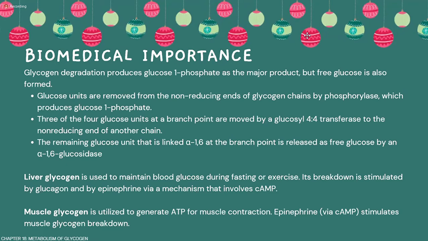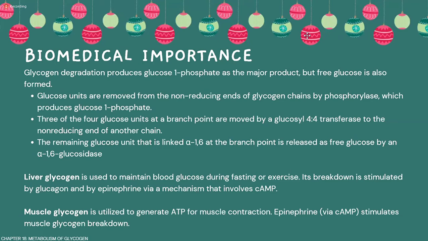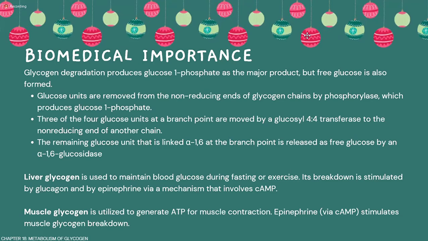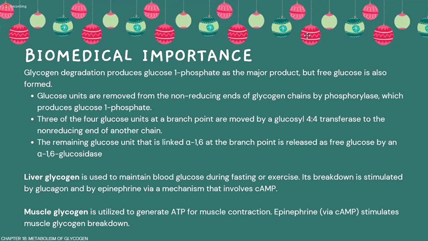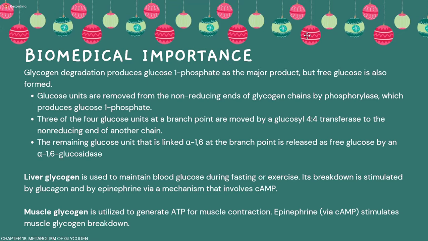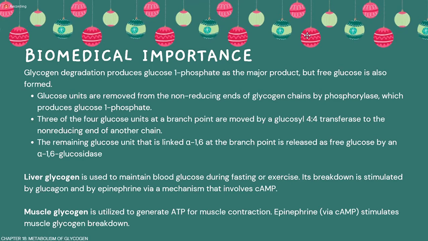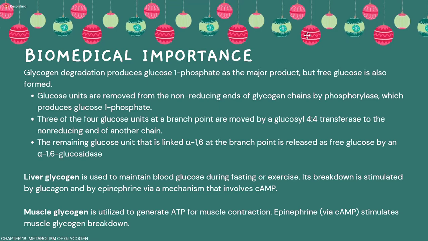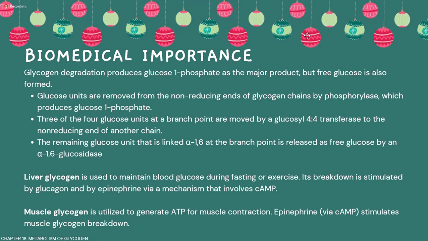Now, glucose units are removed from the non-reducing ends of glycogen by an enzyme known as phosphorylase, which produces glucose 1-phosphate. Three of the 4 glucose units at the branch point are moved by a transferase to the non-reducing end of another chain. The remaining glucose unit that is linked at alpha 1,6 at the branch point is released as free glucose by an alpha 1,6 glucosidase.